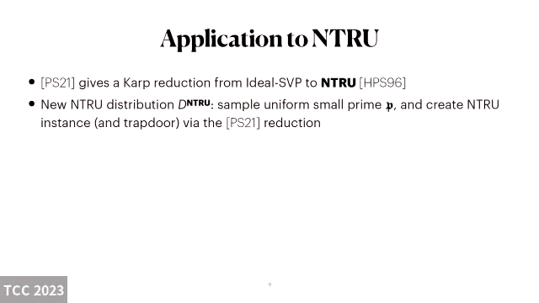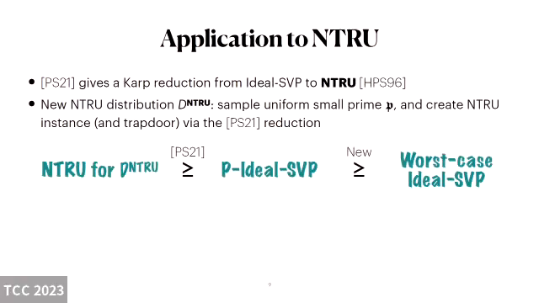Sample a uniformly random prime ideal P, feed it to this CARP reduction, you get an NTRU instance. And you can do that carrying along also a trapdoor. And we call this distribution D-NTRU. By construction, thanks to their CARP reduction, we have that solving NTRU for that distribution is at least as hard as the prime-ideal SVP problem. And now the prime-ideal SVP problem we know is at least as hard as worst case ideal SVP. So we have a connection between NTRU for some distribution and worst case ideal SVP.